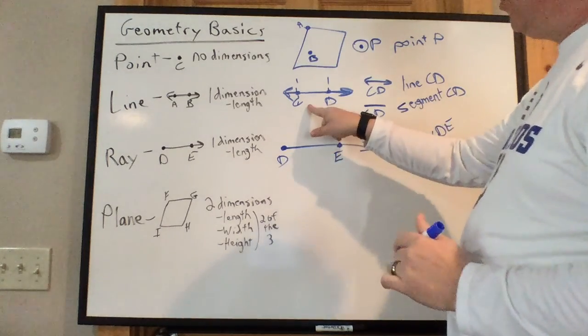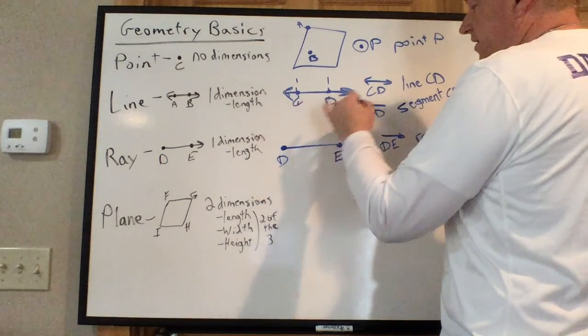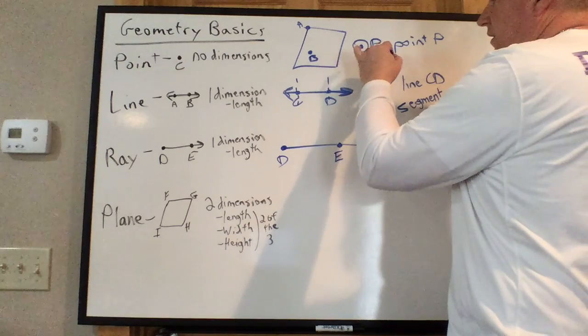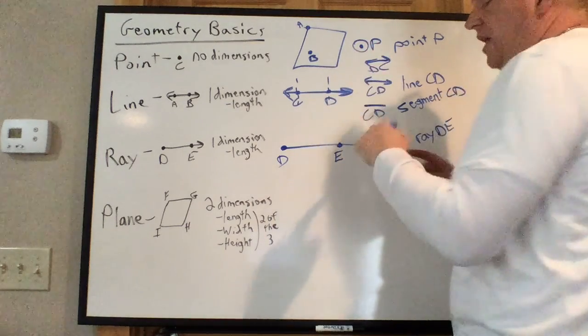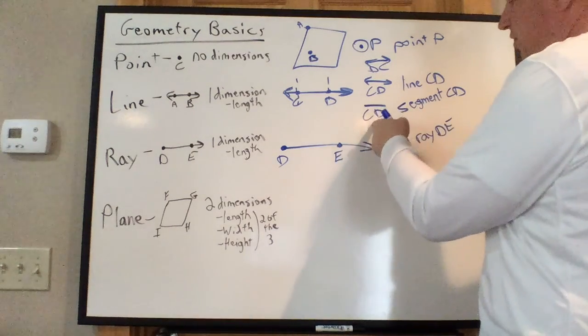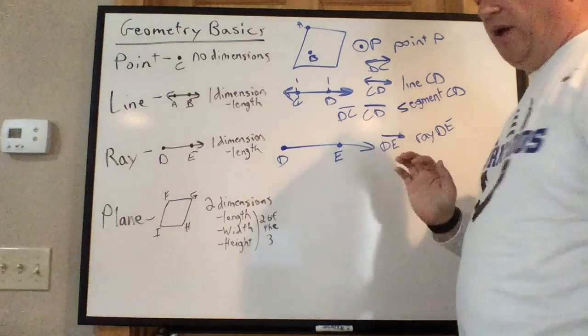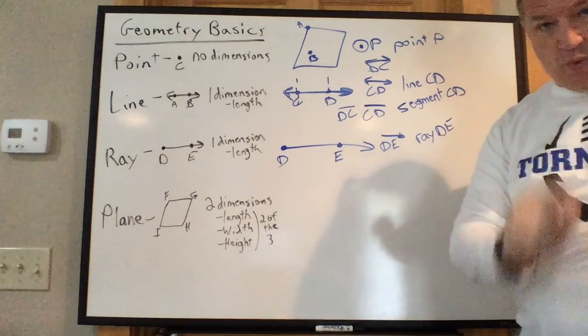Now, up here with this line, I could call this line DC, because the line goes in opposite directions to infinity. So it doesn't really matter. And I could use this segment, and I could use segment DC if I wanted to. I cannot do that with a ray.